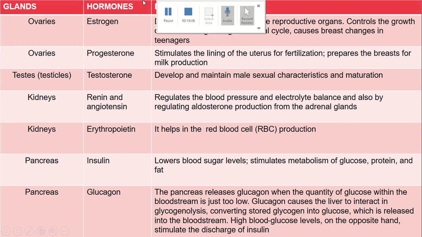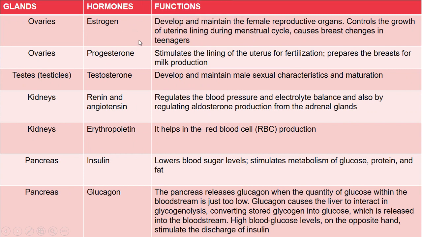So the ovaries are the ones which produce estrogen and progesterone. Estrogen develops and maintains the female reproductive organs. This happens at the time of puberty. In a female child, the estrogen hormones will rise, the female reproductive organs will develop and changes in the breast will happen, and it controls the uterine lining during the menstrual cycle.